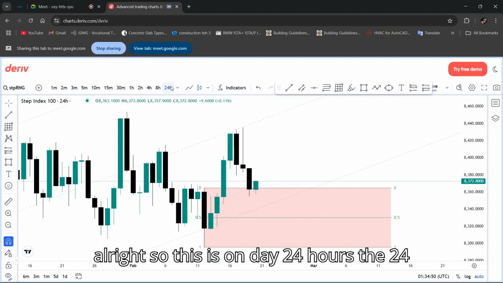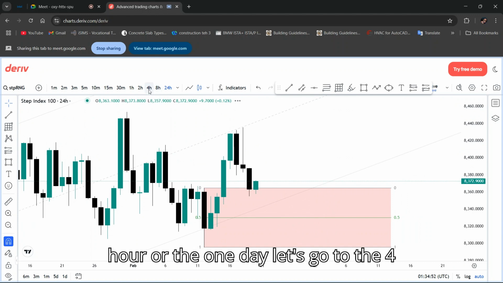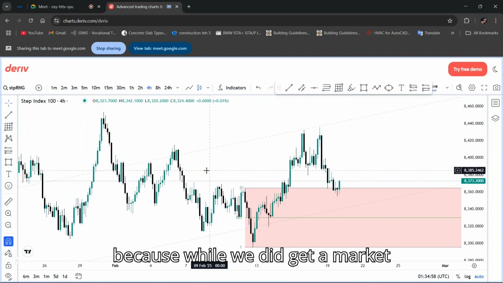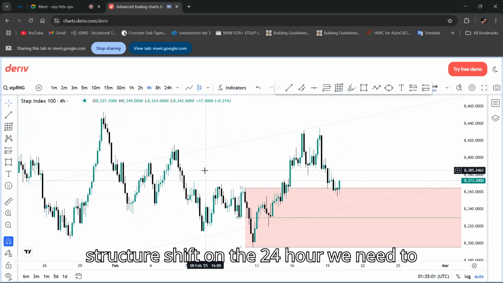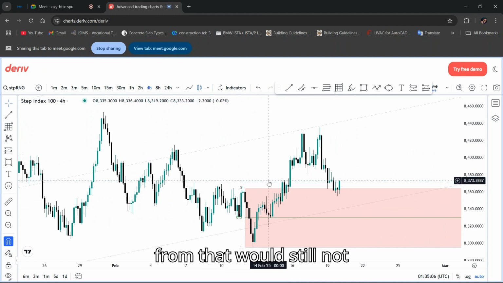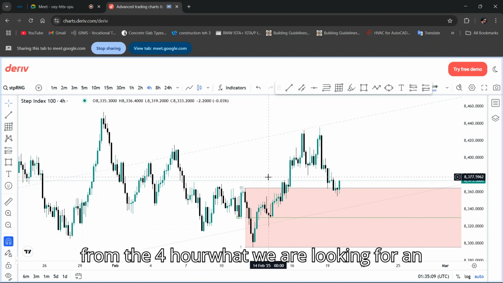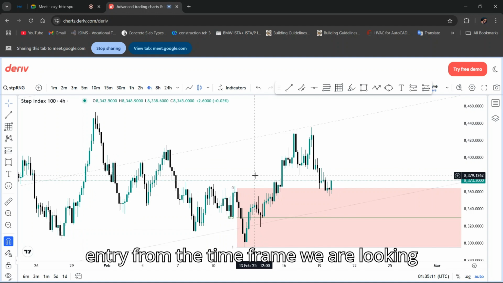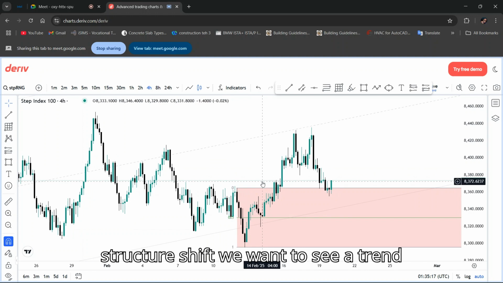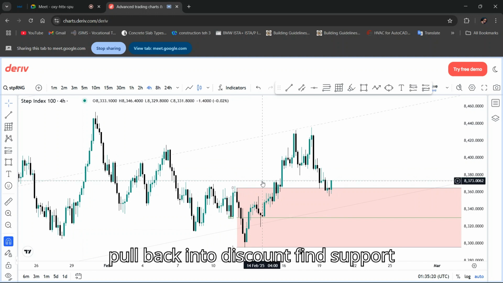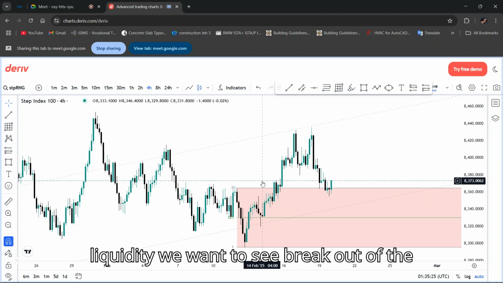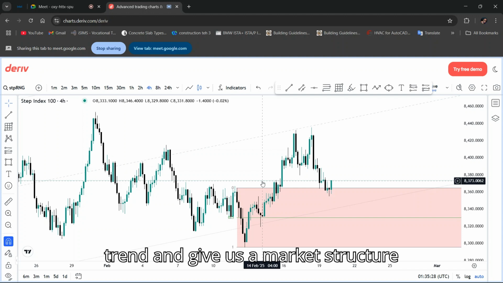All right, so this is on the 24 hour, the 1 day. Let's go to the 4 hour time frame. Because while we did get a market structure shift on the 24 hour, we need to get a market structure shift on the time frame that we're looking to take an entry from. That would still not be the 4 hour, because we're not looking for entry from the 4 hour, but from the time frame where you look for entry from. Be it the 5 minute or the 1 minute, we want to see a market structure shift. We want to see a trend, pull back into discount, find support, sweep liquidity. After it sweeps liquidity, we want to see a break out of the trend and give us a market structure shift.